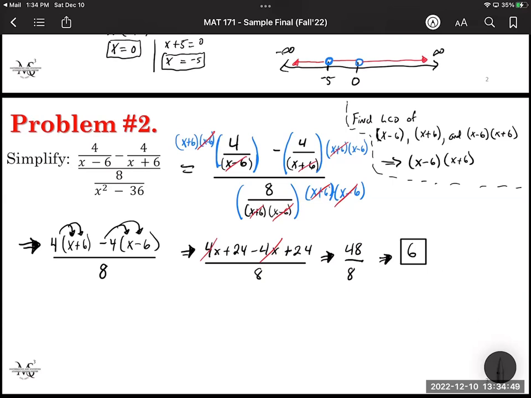Yes, your first step is to find the LCD. Once you find the LCD, you multiply everything by the LCD, clear your fractions, and then you continue to simplify.